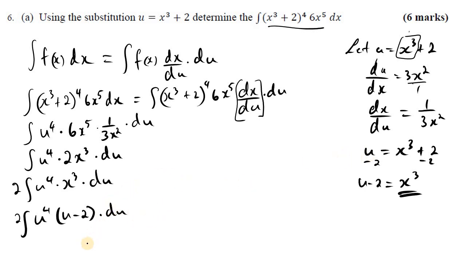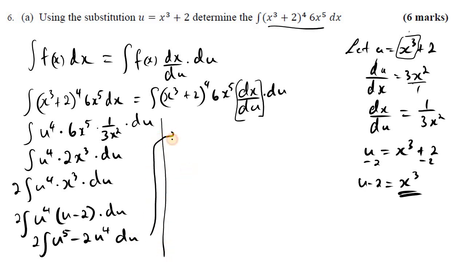Alright, so the next step after this, let's see what we can do. We can multiply out the bracket. And so we have 2u to the 5th minus 2u to the 4th with respect to u. And then what we could do here, we could integrate the expression u to the 5th minus 2u to the 4th.